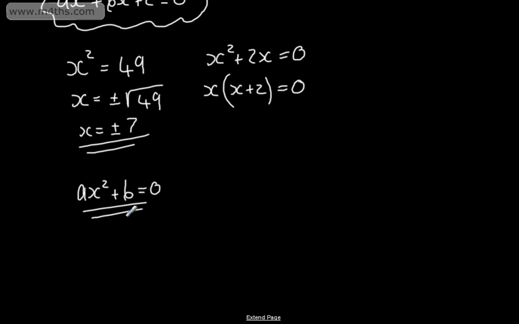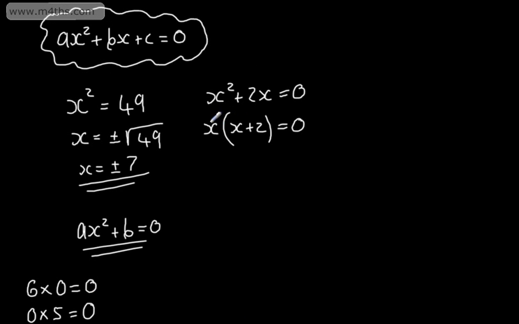If we just consider now, if I have, for example, 6 multiplied by 0, that is going to be equal to 0. If we had 0 multiplied by 5, that too will be equal to 0. In solving this, we can say that either x is equal to 0 or x plus 2 is equal to 0. Therefore, if x is equal to 0, we can simply write now that x is equal to 0. If x plus 2 is equal to 0, then x would be equal to negative 2. And we can see that we've got two solutions to this quadratic equation.